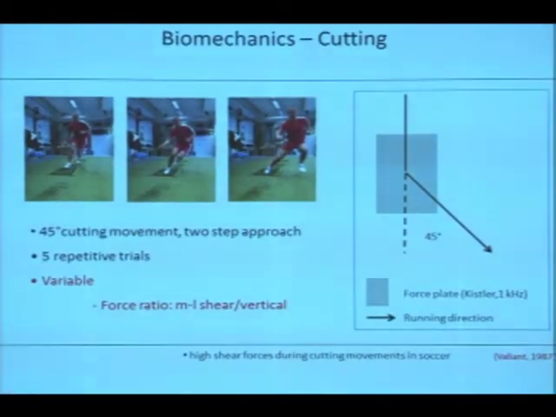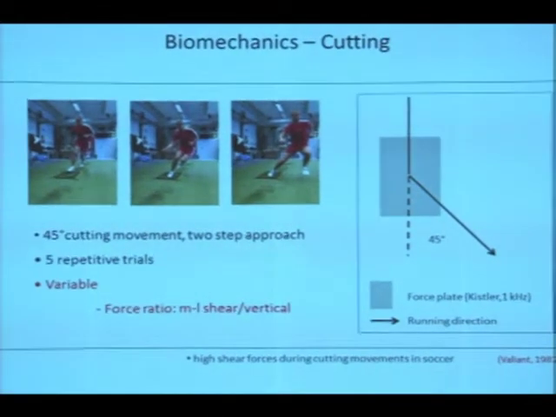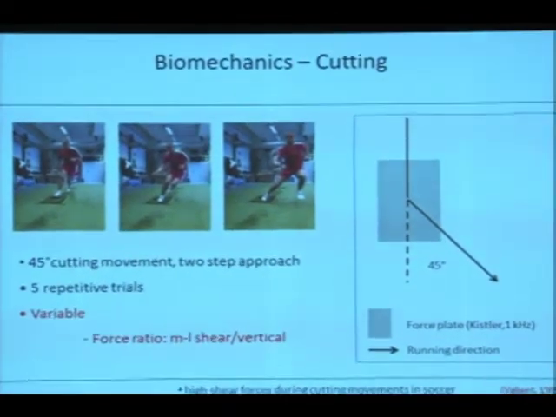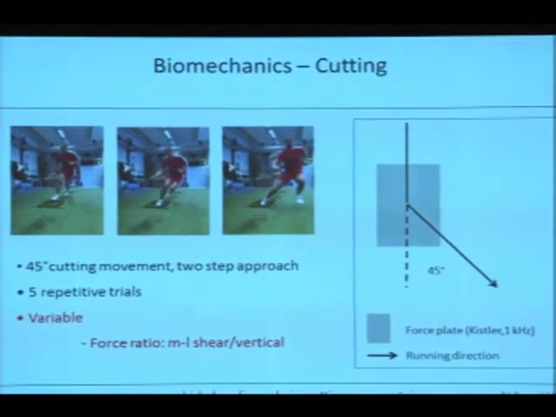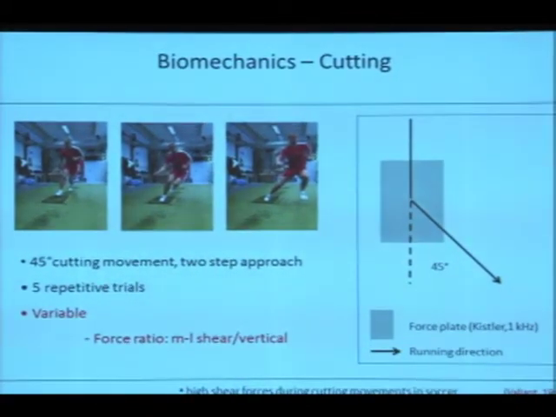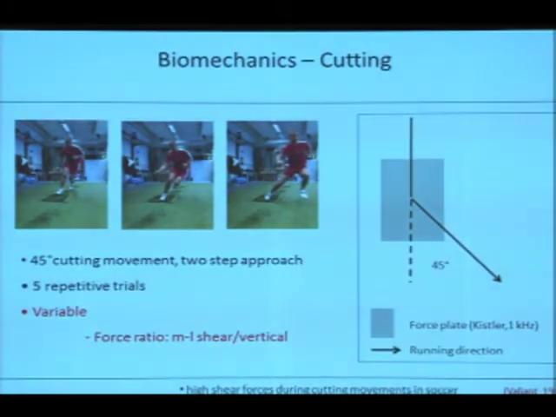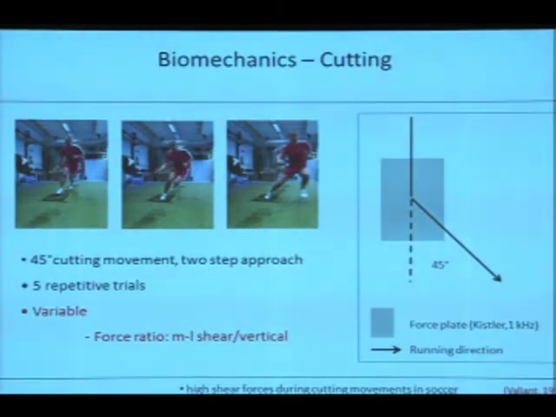We chose to go for a 45-degree cutting movement because it is the movement that we identified from our game analysis. We already heard some comments. We did a notational analysis a couple of years ago because that is the movement that happened the most often in a game, more than 45 times per player. 5 repetitive trials, and as variable, I would like to show you the force ratio, medial-lateral shear divided by the vertical.